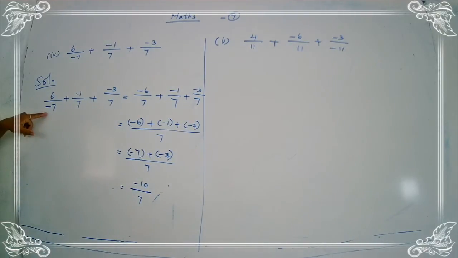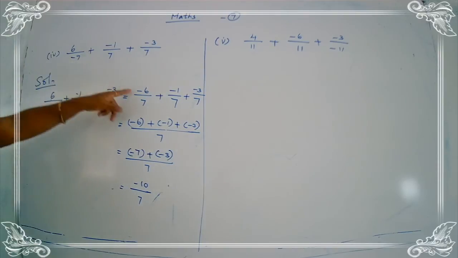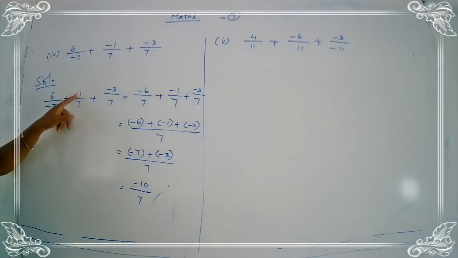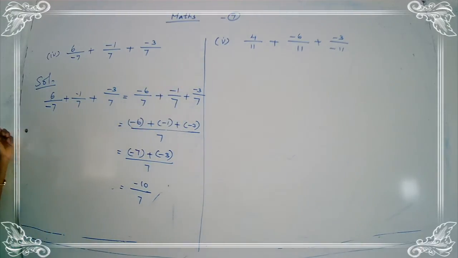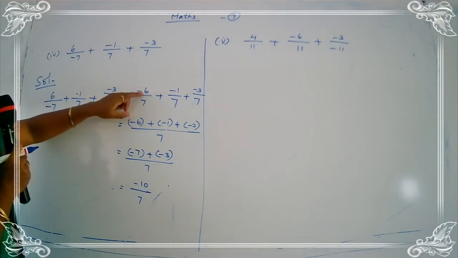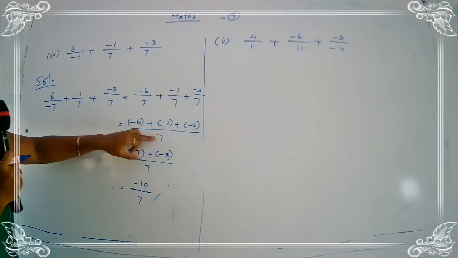First of all, you check this. It is a standard form or not. Okay. This is surely it is not a standard form. Why? The denominator have negative sign. So, you convert into standard form of rational number. So, 6 upon minus 7 can be written as minus 6 upon 7. Here, minus 1 upon 7 standard form only. So, same number. And minus 3 upon 7, same number. Okay. Now, we add. So, it's having same denominator. So, we add only the numerator and put the denominator have same number. Okay. So, we add the numerators. Minus 6, minus 1, minus 3 divided by 7.